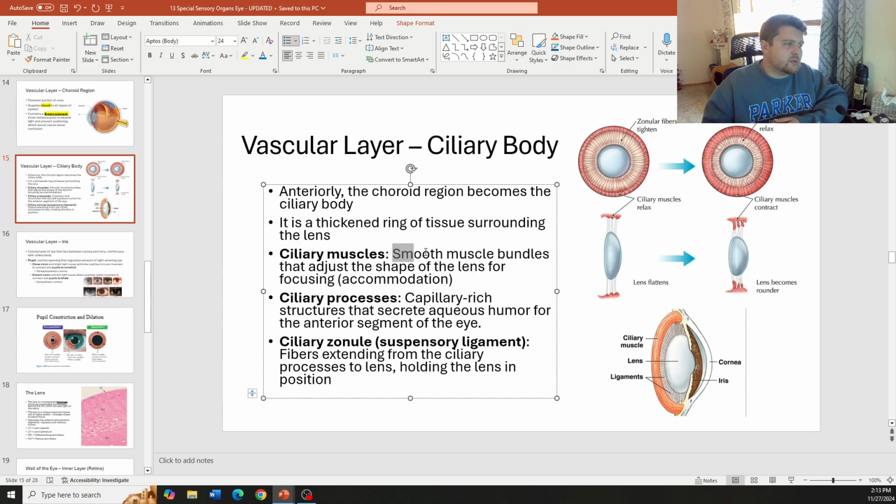We have ciliary muscles, which are smooth muscle bundles that adjust the shape of the lens for focusing. So when you're looking at something at a certain distance and then bring it closer or further away, or when you jump from looking at something far away to looking at something close, it takes a very short period of time, but your eyes readjust and refocus.